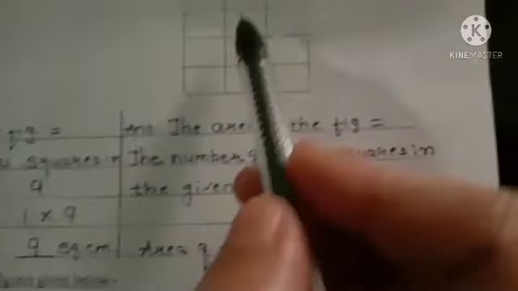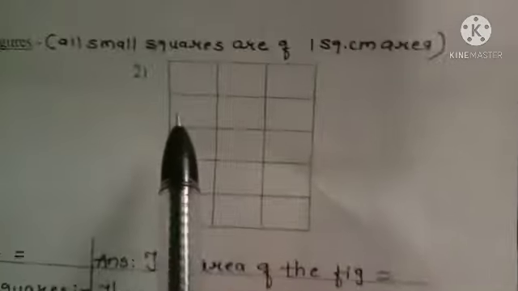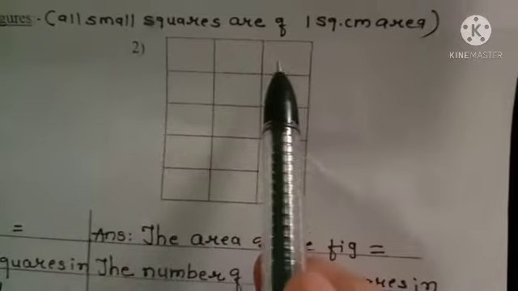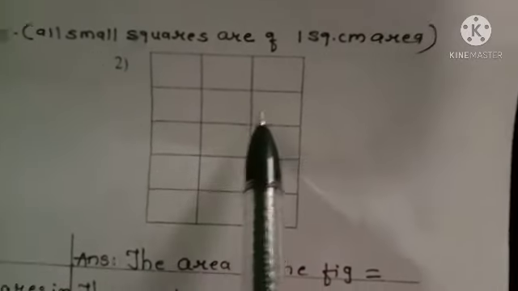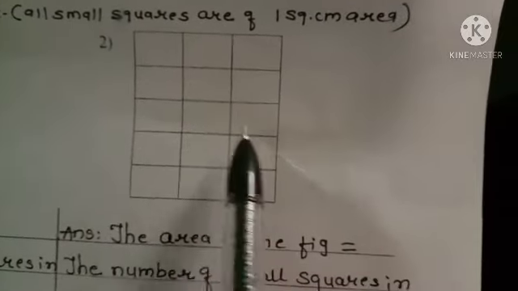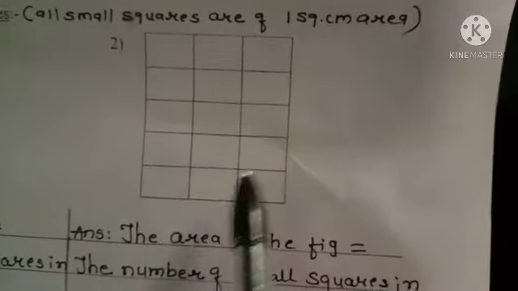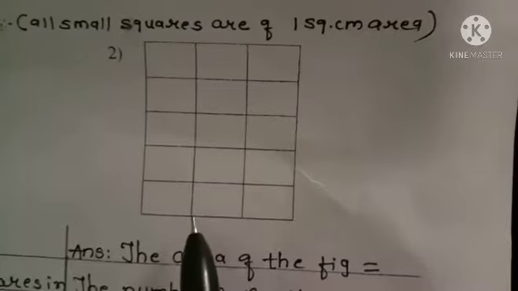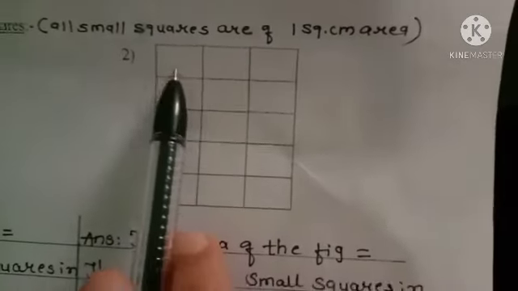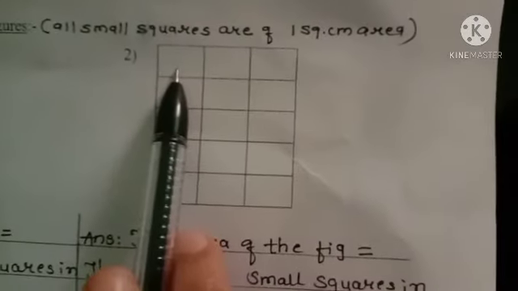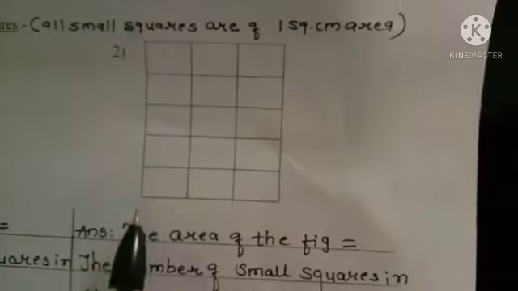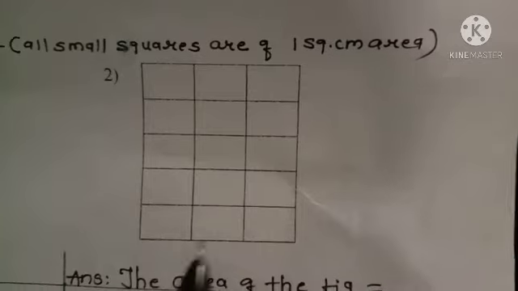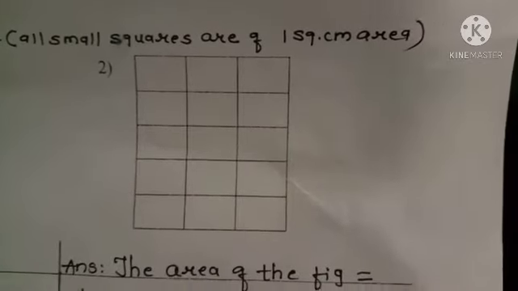Now see the next figure, the next example, second. Here also you have to count all the squares. So 1, 2, 3, 4, 5, 6, 7, 8, 9, 10, 11, 12, 13, 14 and 15. All total small squares are 15, and one small square is of 1 square centimeter. So all 15 small squares is equal to 15 square centimeters.